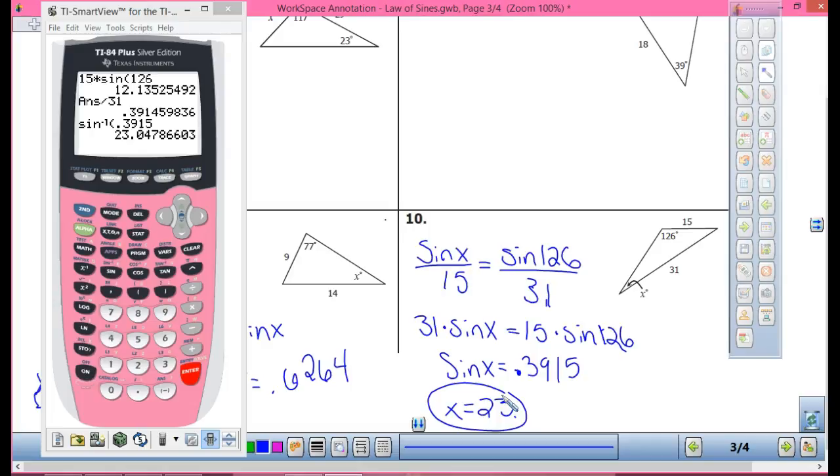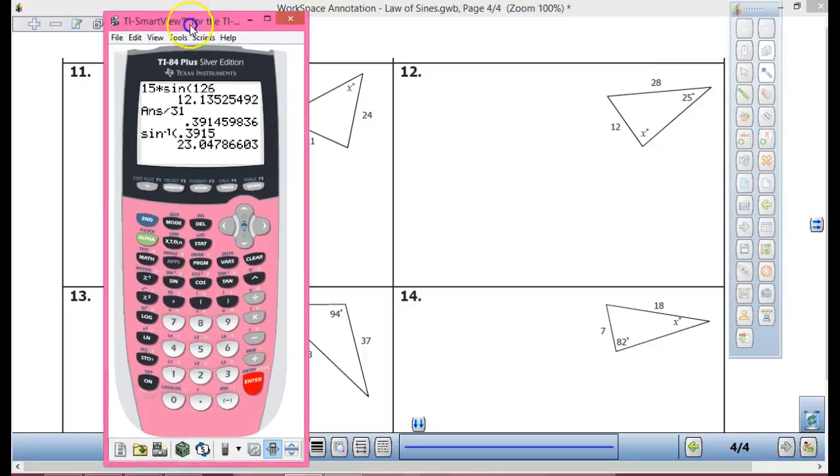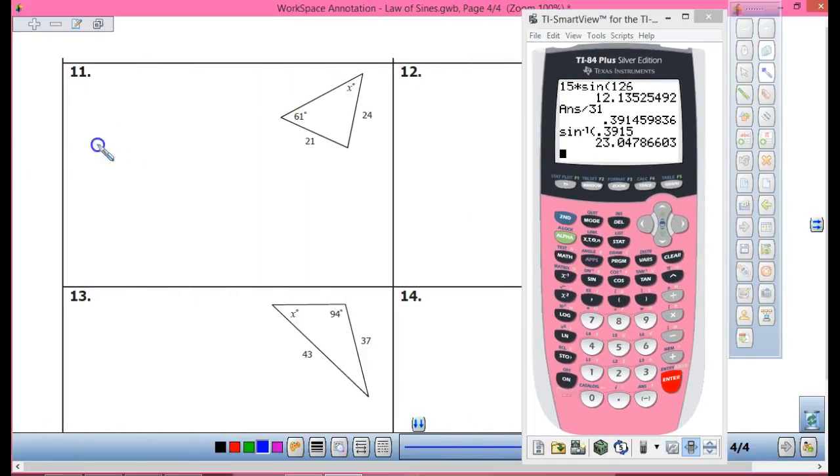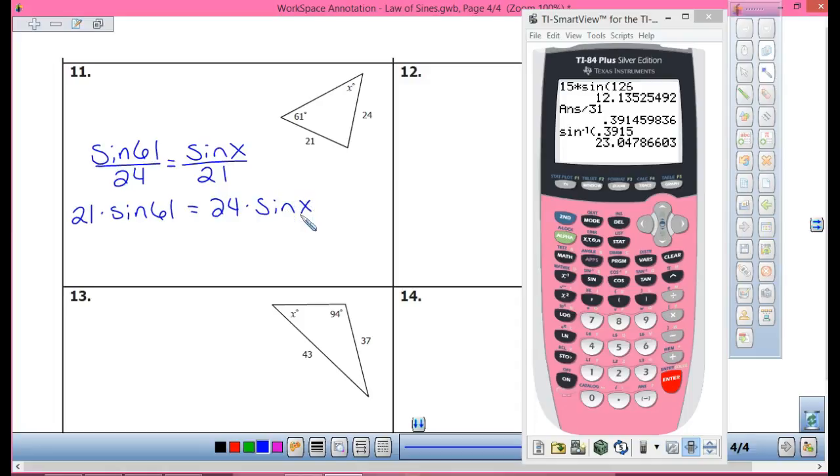Okay, does that make sense? Or should we do one more with the x? One more? Alright. Alright, so I want everybody to do that. So I've got sine of 61 over 24 equals sine of x over 21. Does everybody have that set up? Okay? So 21 times the sine of 61 equals 24 times the sine of x. Everybody's got that?